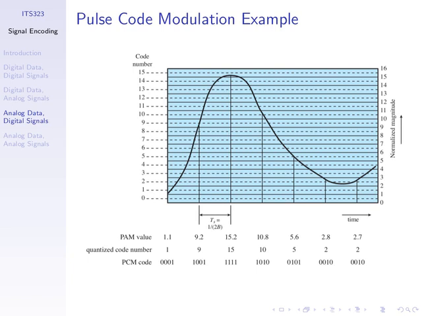The sample period TS is this duration. So at this point, we do it again. Measure the value. It's 9.2 at this point. That corresponds to this level, and that corresponds to code number 9, the 9th level, if we start at 0. And convert that to binary. A 4-bit value is 1001.